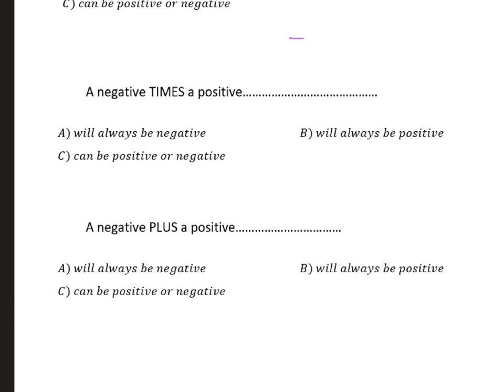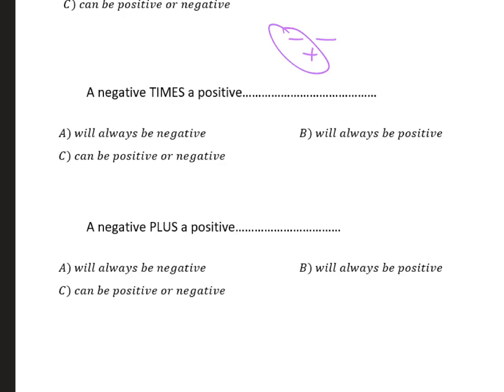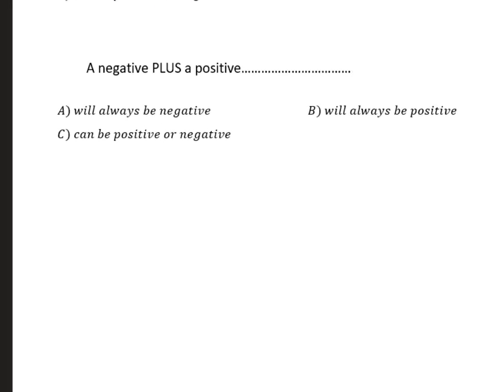Part 3, it's a negative times a positive. My answer in this case, again, will always be negative. And then lastly, a negative plus a positive. So if I have negative 8 plus 3, I'm left with negative 5. However, I could do negative 3 plus 8, positive 8, and that gives me a positive 5. So when you have a negative plus a positive, depending on what you have more of, it can either be positive or negative.